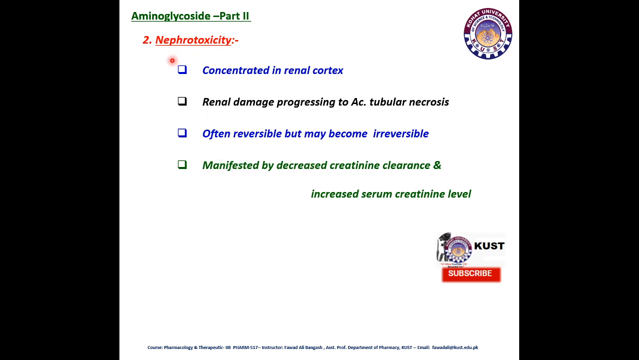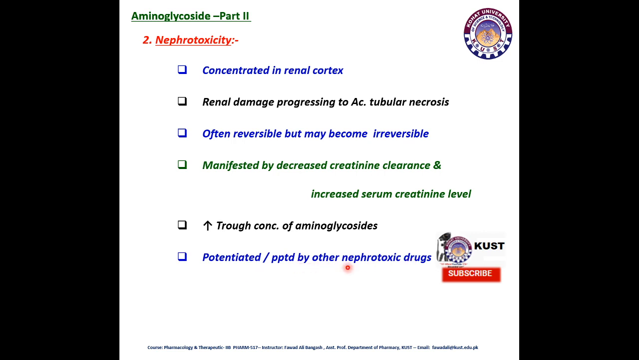So if a patient has previously existing renal compromise or some renal abnormalities, aminoglycosides are mostly contraindicated, specifically in this case, which increases the troughs of aminoglycosides. It is potentiated and precipitated by other nephrotoxic drugs. Obviously, if you use another nephrotoxic drug with the aminoglycoside, it increases the risk and potentiates the effect. Neomycin, tobramycin, and gentamicin are nephrotoxic.